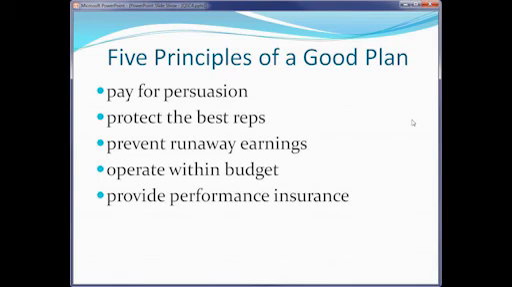The second element of a well-designed plan is that we're going to protect the best reps. Now, when I talk about the best reps, I'm not talking about the guys that have necessarily been there the longest, although sometimes they are the best reps. I'm not talking about the guys that may be overseeing the best territories. I'm talking about the reps that do the most to produce new profits for the business. And those are the guys that are going to help us meet our objectives. Those are the guys that are going to help the company grow.